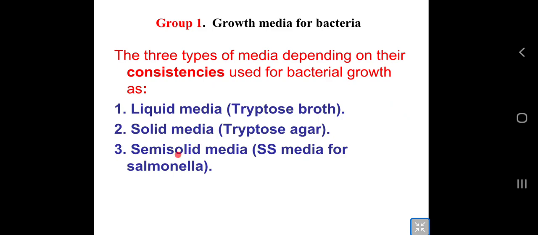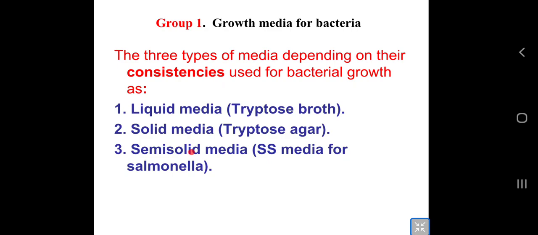Look now, I will ask you on the test. Remember, the liquid media is tryptose broth. Broth is a liquid media. Solid media is tryptose agar. Agar is solid media. And semi-solid is SIM media, which we use for salmonella. We also use semi-solid for motility of the bacteria. Why? It is not solid. It is between solid and liquid. That's why we call it semi-solid.